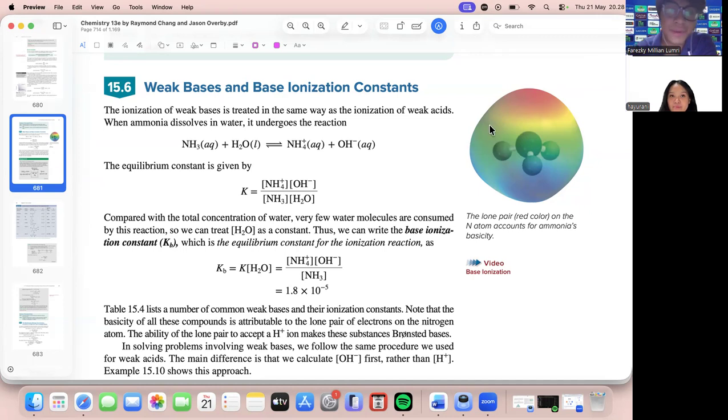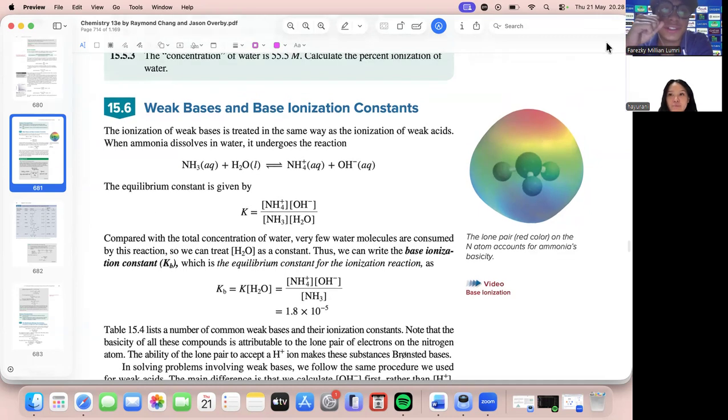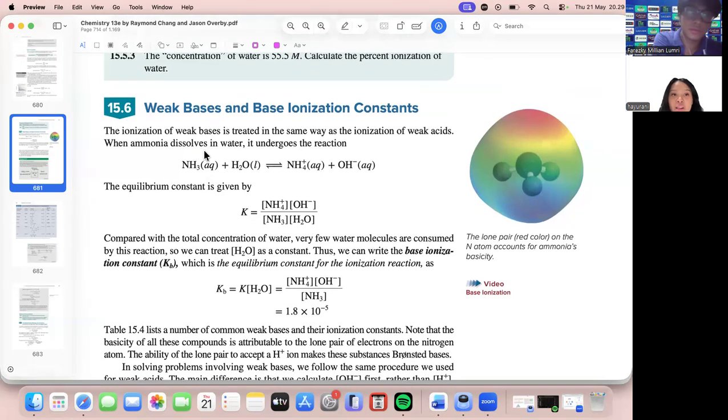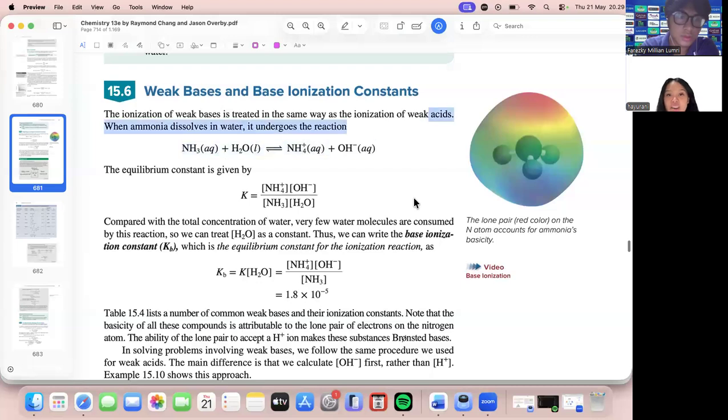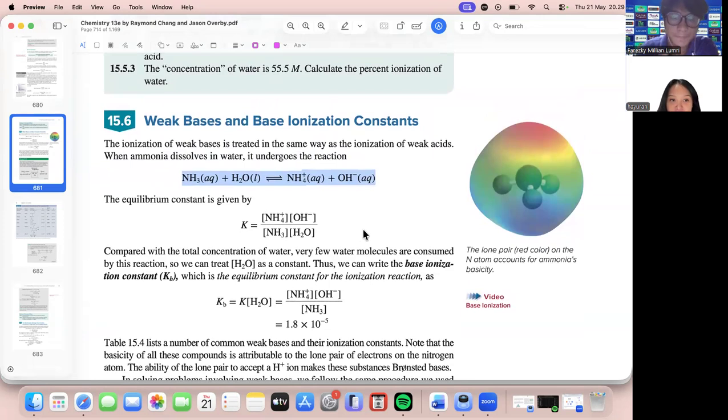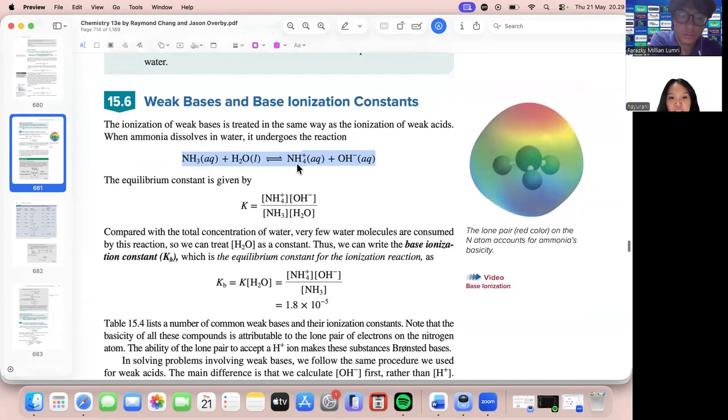And today we're going to explain weak bases and base ionization constant in the chapter of acids and bases. In this subchapter, the ionization of weak bases is treated in the same way as the ionization of weak acids, for example when ammonia dissolves in water and undergoes the reaction. Here is the reaction for the example, and the equilibrium constant is given by K equals NH4+ OH- over NH3 H2O.